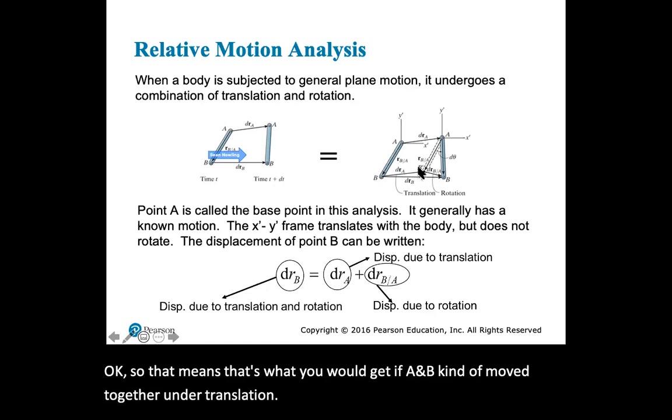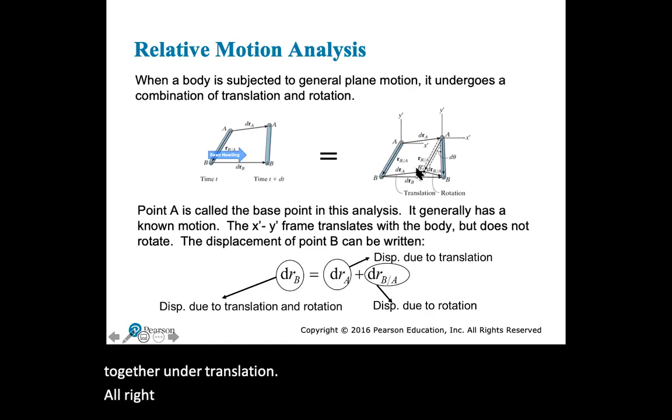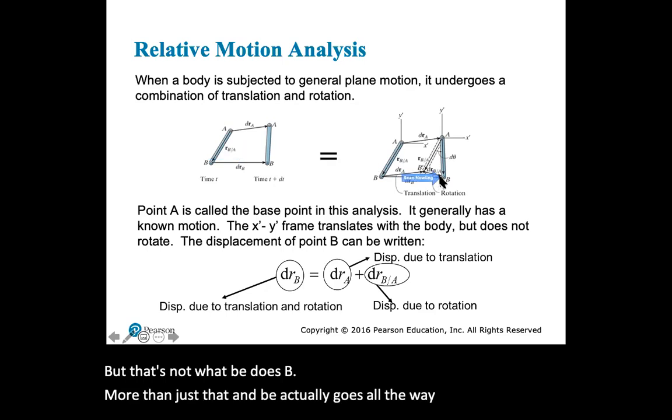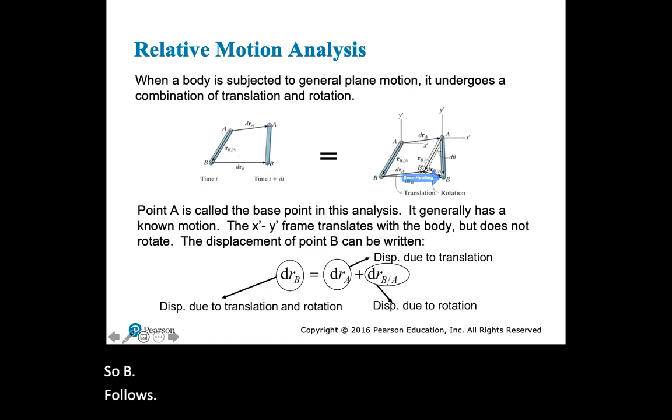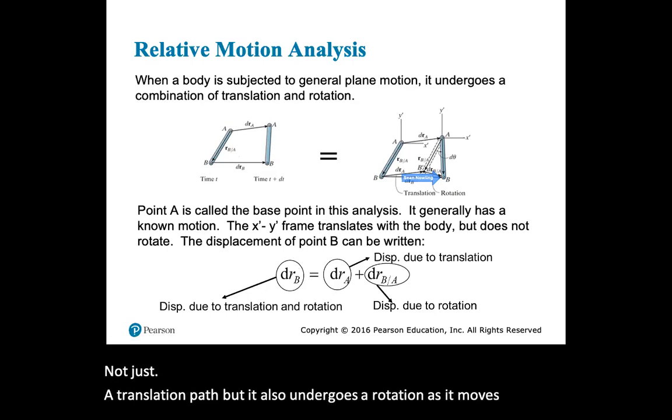All right. But that's not what B does. B moves more than just that, and B actually goes all the way over to here. So B follows not just a translational path, but it also undergoes a rotation as it moves. Okay.